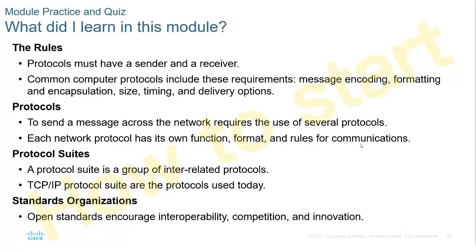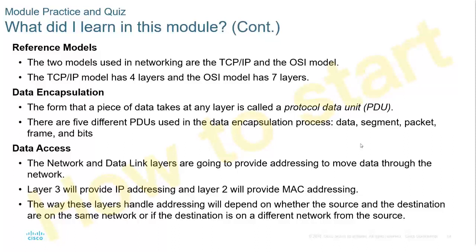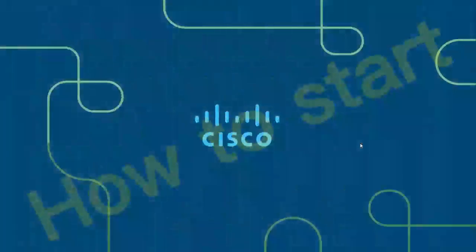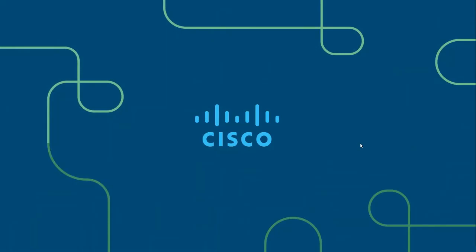We learned about the rules, the protocols, the suites, basic standard organizations, the reference models, data encapsulation, and data access. The big two to take away from this are the reference model and the PDUs. Those are two things we need to understand. And that is this chapter in a nutshell.